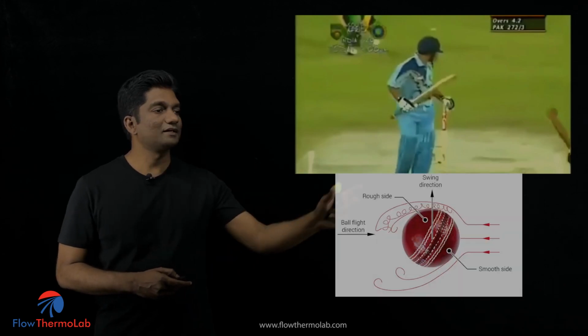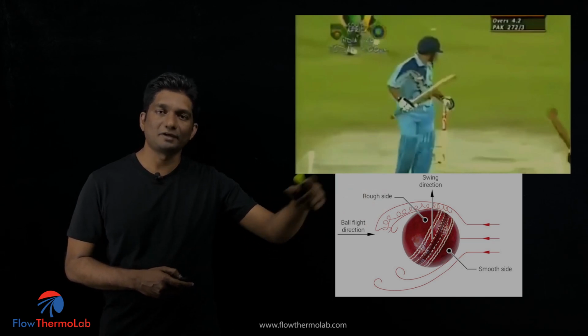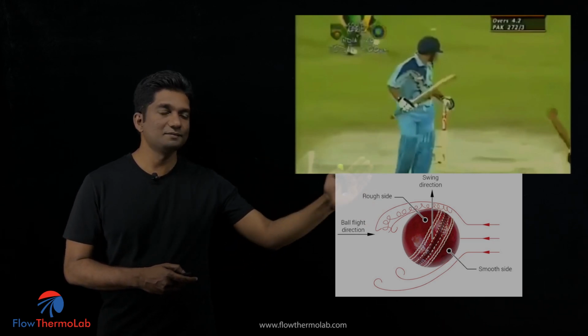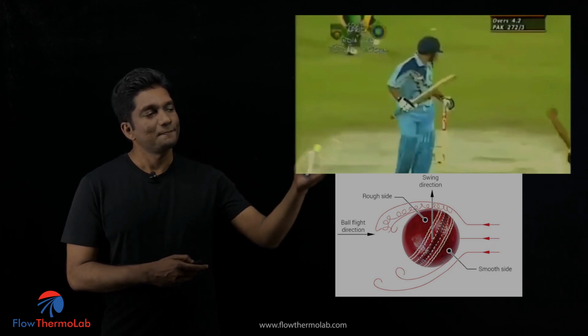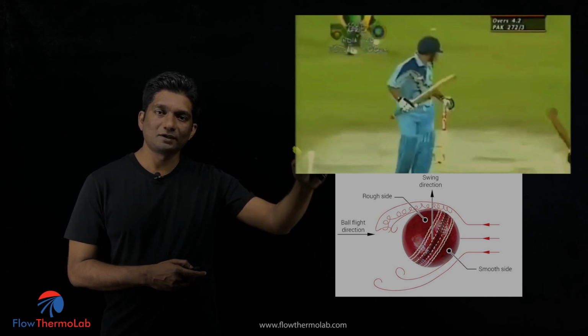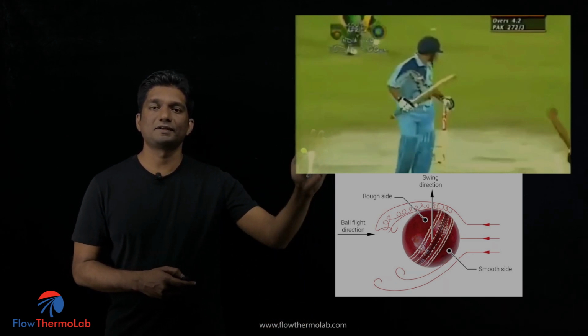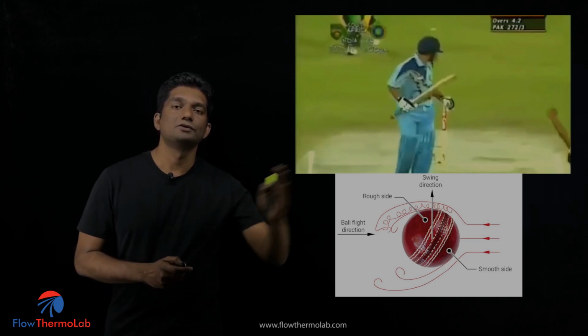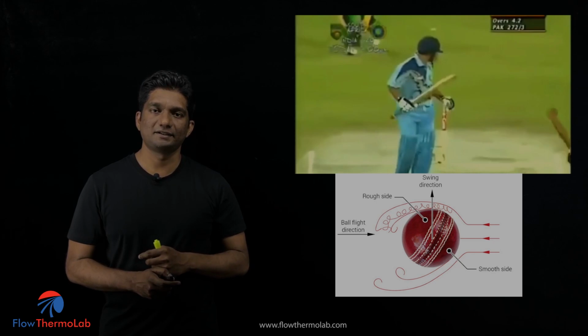You can see on the rough side of the ball, there is flow separation and a lot of turbulent flow, and that helps in the balance of force. So there is a kind of pressure difference between one side of the ball and the other side, and there is a net force because of that, which pushes the ball to swing in one direction, especially toward the rough side.